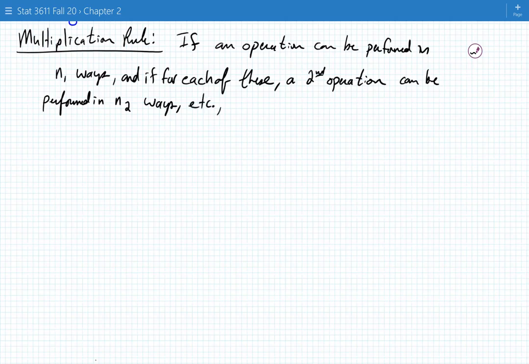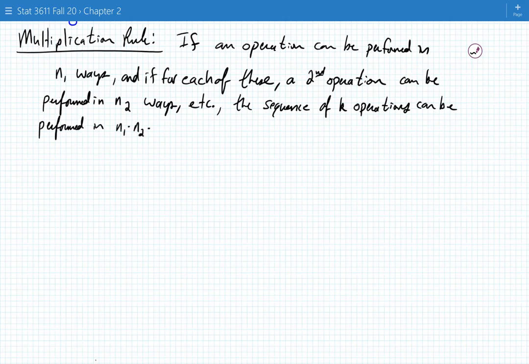Etc. The sequence of k operations can be performed in n1 times n2 times n3, and so on, times nk ways. We just multiply the number of ways we can perform each step together. That is our multiplication rule.